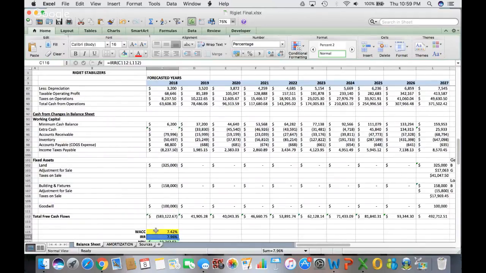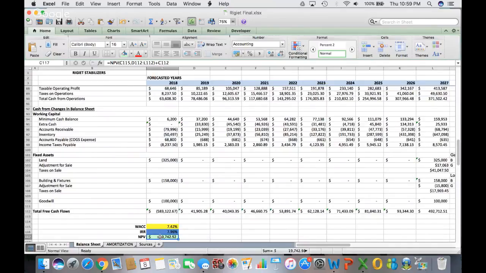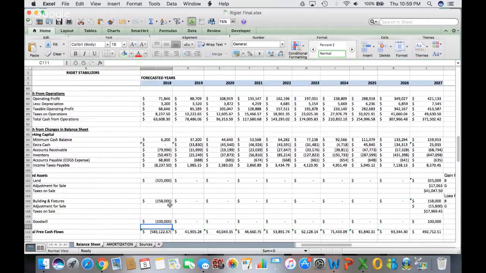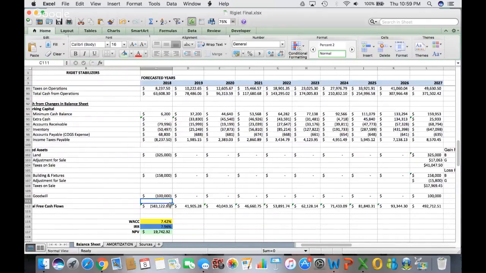IRR, pretty simple actually. We just plugged into Excel the IRR formula and drug that across all of our free cash flows, which gave us an IRR of 7.96%. NPV is at 19,742 and 92 cents. Same with there. Took the NPV formula, plugged that into Excel. So I feel like our free cash flows did pretty well. We balanced our WACC and IRR very close to the same, which is the goal for this assignment and for the company, really.